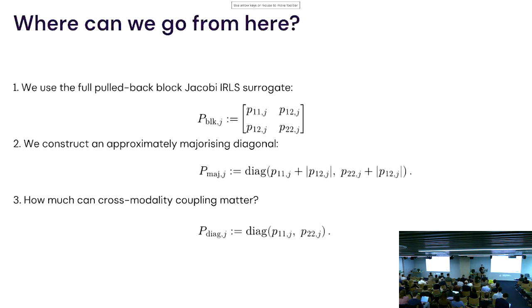And then where do we go from here? How do we construct a preconditioner out of this? So the first thing we can do is to keep this as a 2x2 matrix at every single voxel, and then this just needs inverting to get our preconditioner from the previous slide. We can construct an approximately majorizing diagonal where we involve these cross-modality couplings on each diagonal element, so we just have a weighting of our PET and our SPECT, and we can also just throw away the cross-modality coupling and see if we really need it.